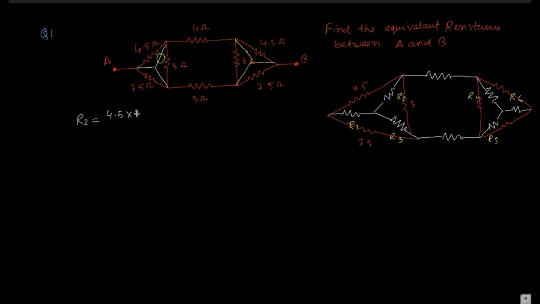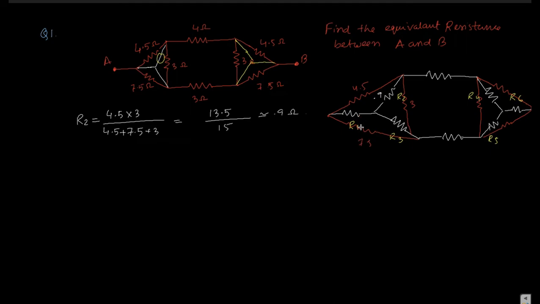So R2 becomes what? 4.5 into 3 divided by 4.5 plus 7.5 plus 3. So it becomes 4.5 times 3, which is 13.5. 13.5 divided by 15. It is almost equivalent to 0.9 ohm. This is 0.9 ohm.